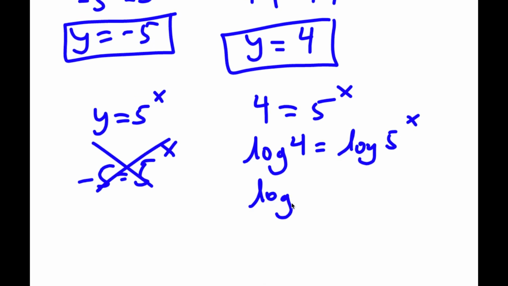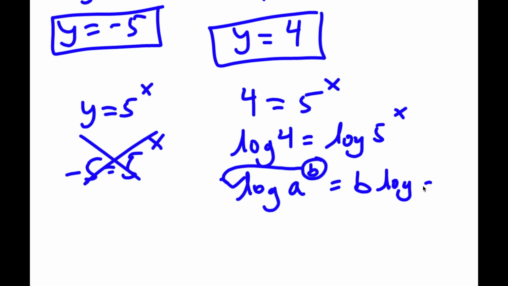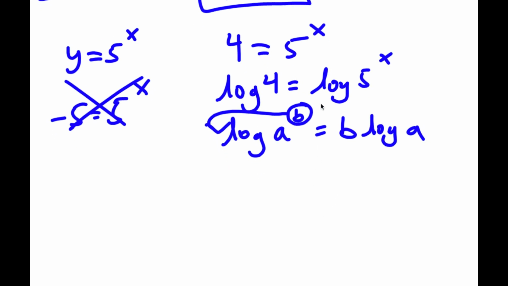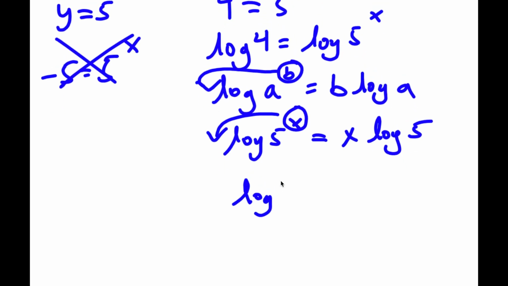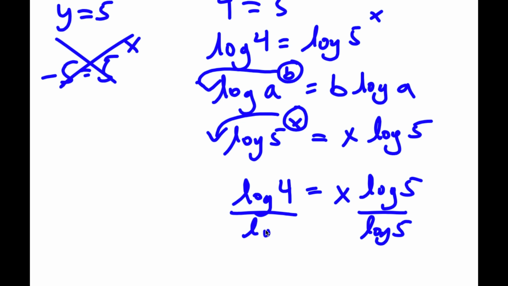Now an important property of logarithms is that if I have something in the form log a to the power of b, I can move this exponent b to the front of the logarithm, times log a. So for log 5 to the power of x, I can move the exponent x to the front of the logarithm, so this would equal x times log 5. So now I have log 4 is equal to x times log 5, and now I can divide log 5 on both sides.